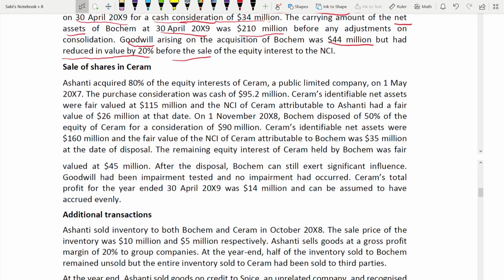Sale of shares in Serum. So here you have acquired 80%. Again a subsidiary. On which date? 1st of May. See, dates are very important. Never mess around with the dates.